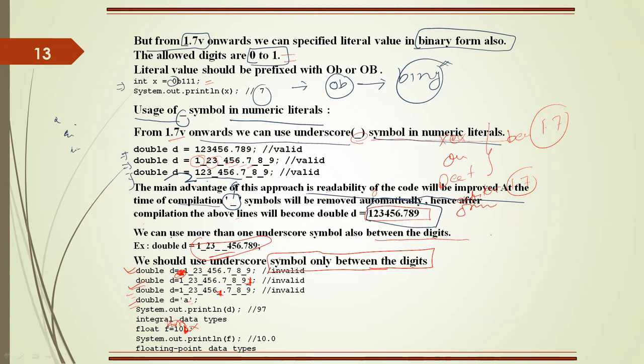We can use more than one underscore symbol between the digits. Between the digits you can use underscores. These are some cases; you can go and check which one is valid and which one is not valid.